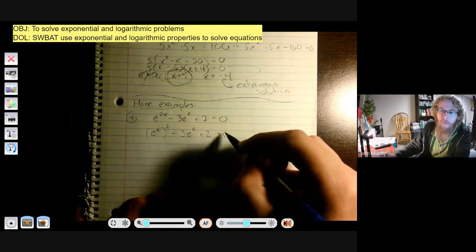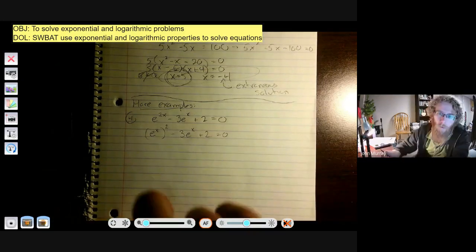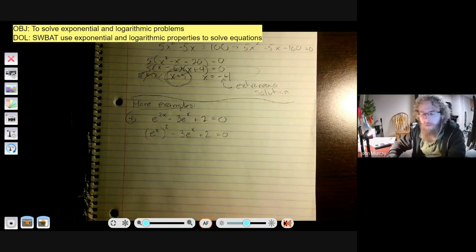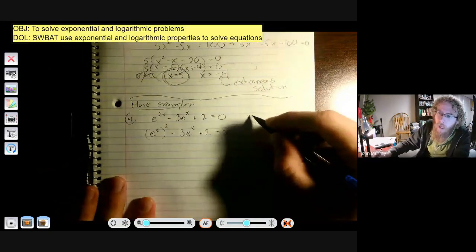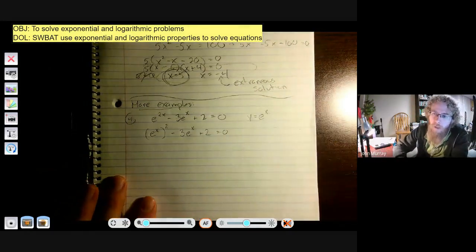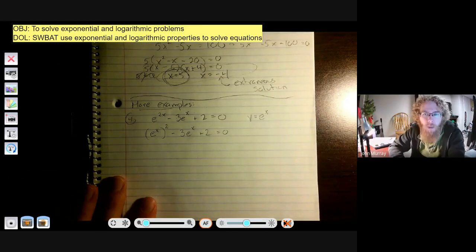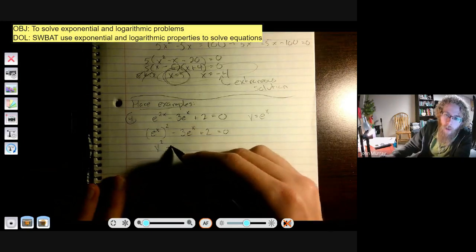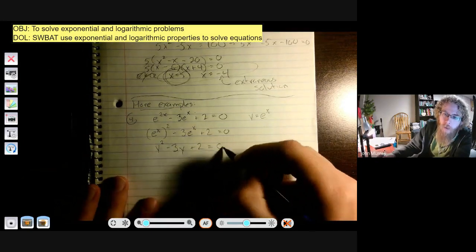So this might start to look like a somewhat familiar form. Okay, but I'm going to do something real quick. Let's say some other variable y is equal to e to the x. So I'm substituting y in anywhere I see e to the x. So if I substitute y, here I would have y squared minus 3y plus 2.